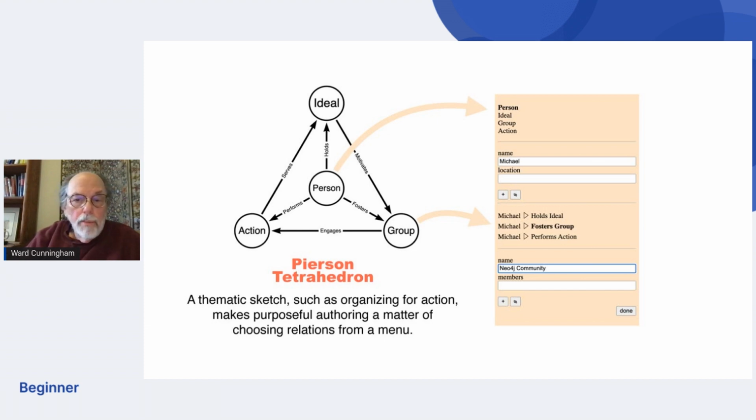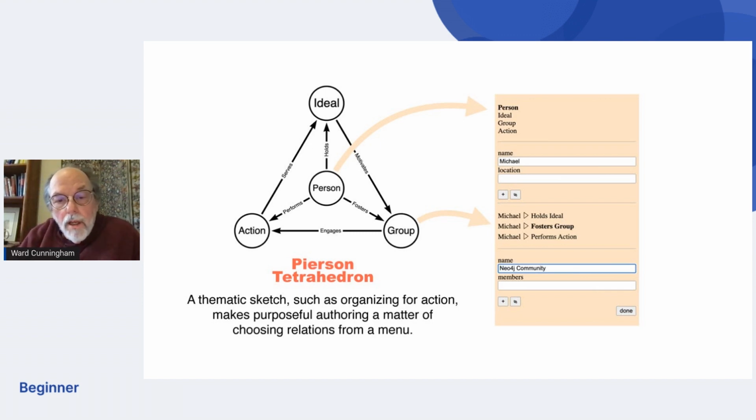And so I picked a person here. I said, let's start with a person, and I typed Michael, because I know a Michael. And as soon as I did that, it asks, what is Michael, what ideal does he hold, or what group does he foster? And I picked groups. So I just followed this from here to here.